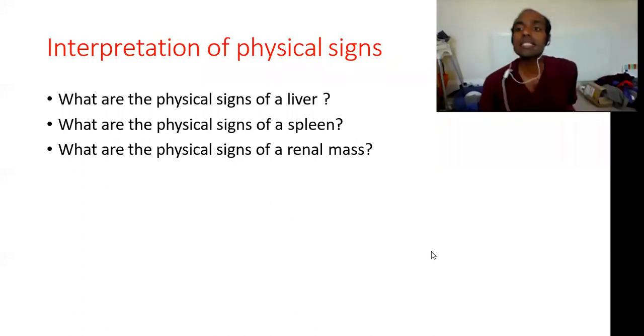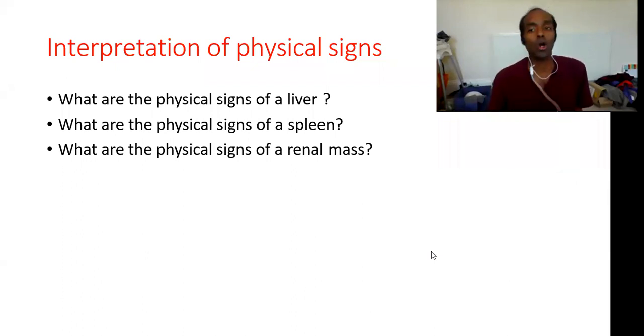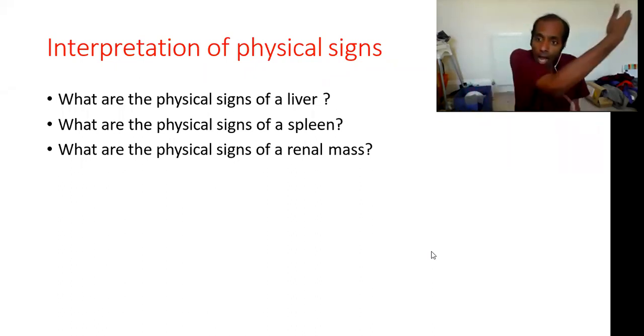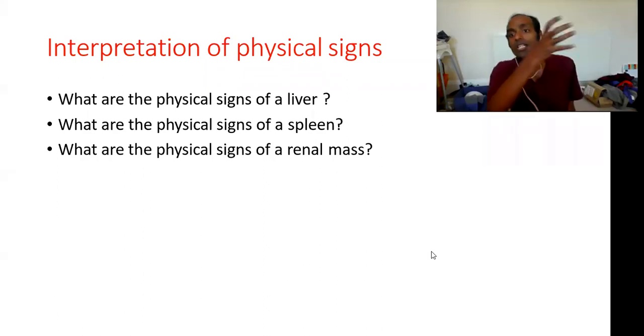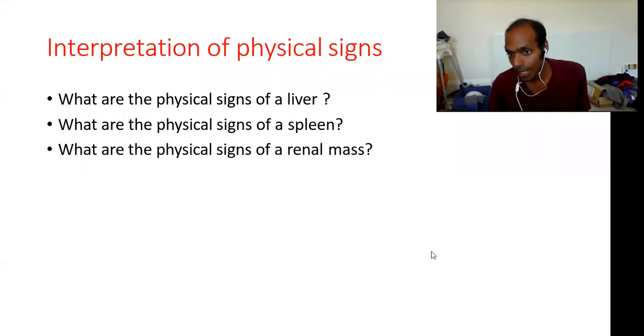Spleen. What are the physical signs of a spleen? Again, it's very easy. Spleen, location, left hypochondrium. You cannot get above the mass. Again, with the spleen, you can't feel the upper border because it continues under the chest wall. So left hypochondrium, you cannot feel the upper border. And you know that it moves diagonally with breathing. And you know that it enlarges towards the right iliac fossa. So spleen moves diagonally with breathing and enlarges towards the right iliac fossa.